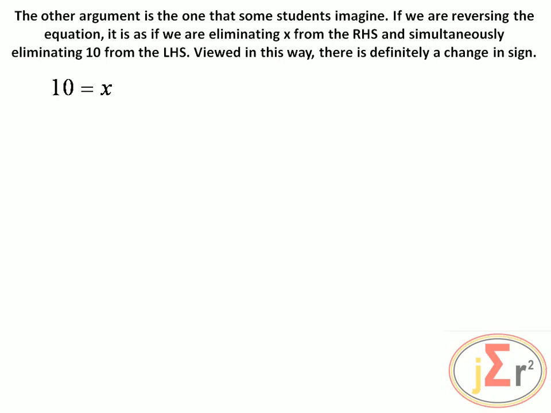So that will cause negative to appear on both sides. So the reverse process will change both sides, because what we are actually doing is eliminating x from here, which requires that we subtract x, and we are eliminating 10 from here, which requires that we subtract 10. So we will have this situation.